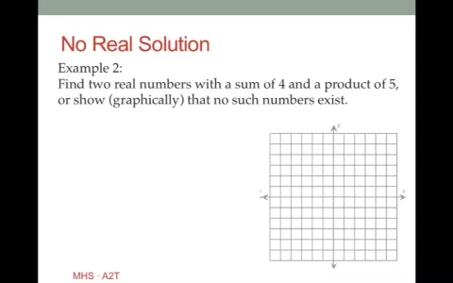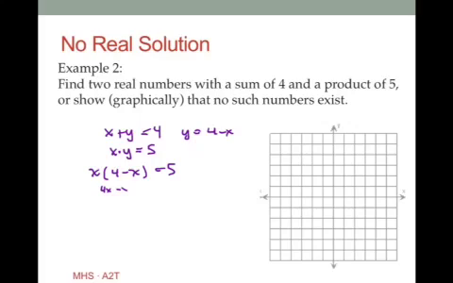Well, let's write it out algebraically. So we'd say that the sum of two numbers, x plus y, is equal to 4, and the product, x times y, is equal to 5. So I'm going to use the substitution method here, and I'm going to combine them into one quadratic, and so I'll get x times (4 minus x) equals 5. And I multiply that out, and I finally get it in a form that I like to work with. So x squared minus 4x plus 5 equals 0.